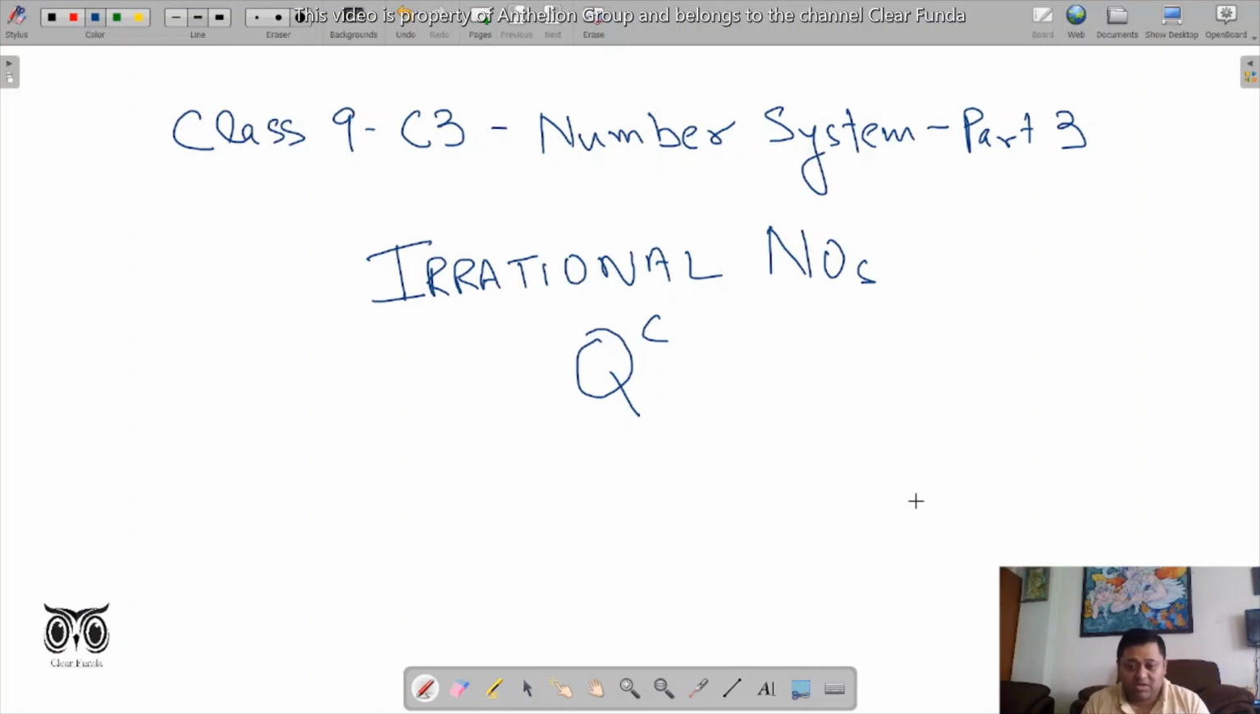I'm sure after seeing this much part, you people have done your exercises. So now we are getting into another form of number, which is called an irrational number. Now irrational number, as you can see, we represent rational number as Q. So irrational numbers are those which are not rational.